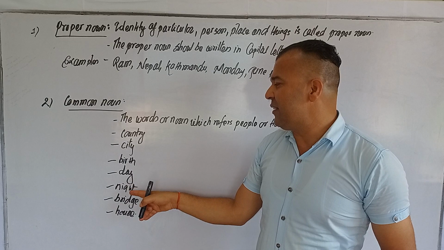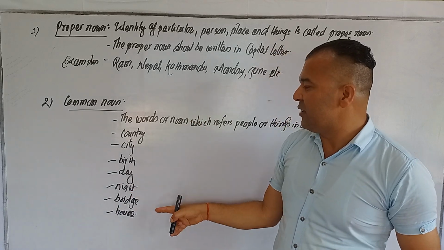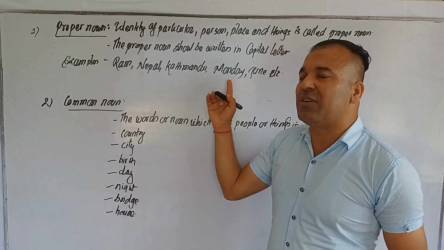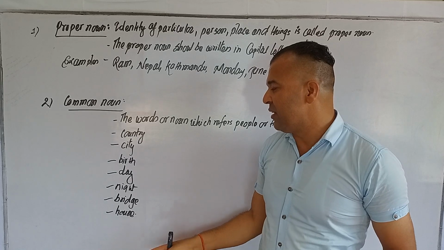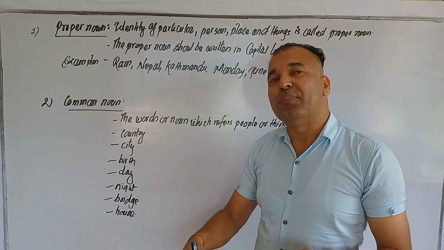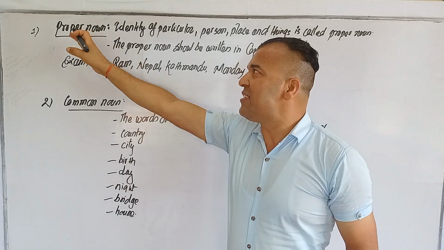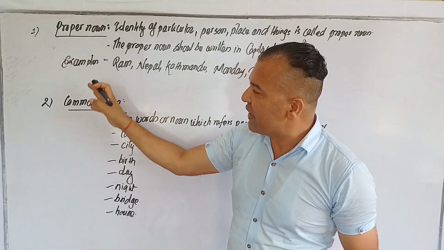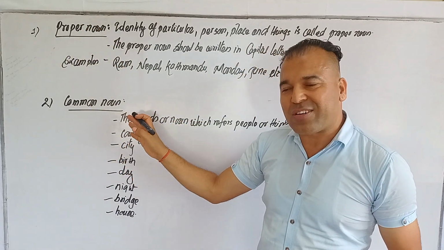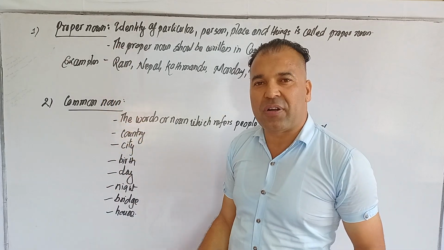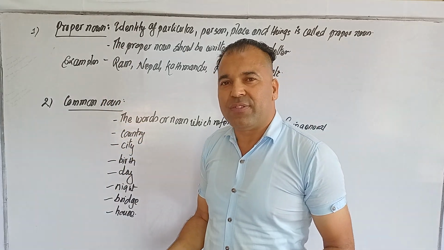You see, day, night, and not only night. You see, bridge is not only the Bailey Bridge, like different types of bridge. The house is not only a house, big building, small house, different. That's why this is how proper noun and common noun are related. Let's see. We can compare common noun and proper noun ourselves. All right.